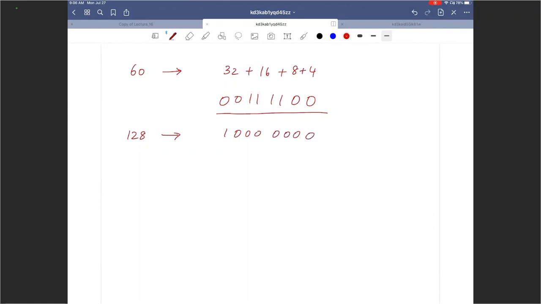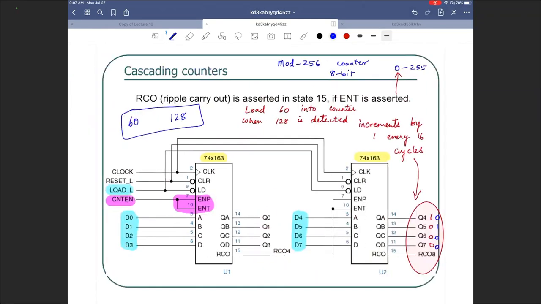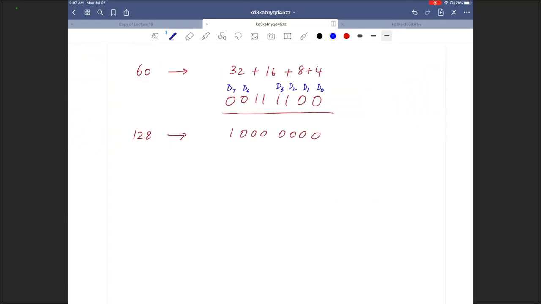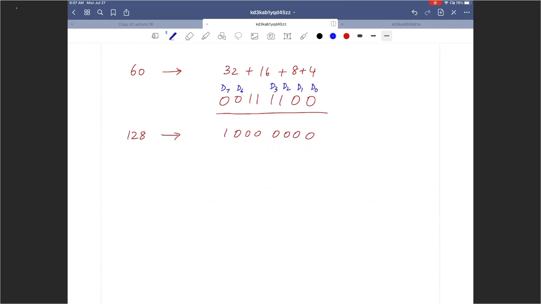So I would essentially detect. So what is this? This guy is D7, D6, all the way to D0, right? So I would connect 0 0 1 1 1 1 0 0 to all those guys at the D's. I have D0, D1, D2, D3 to be 0 0 1 1, and then D4, D5, D6, D7 are again 1 1 0 0. So that's my loading sequence.